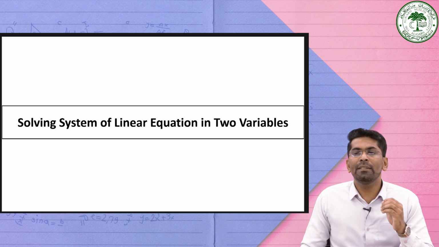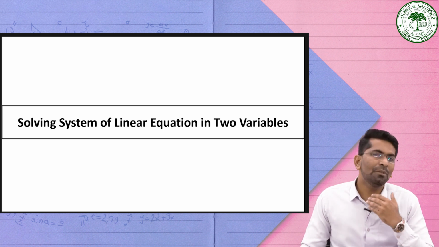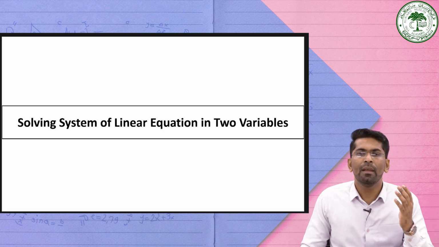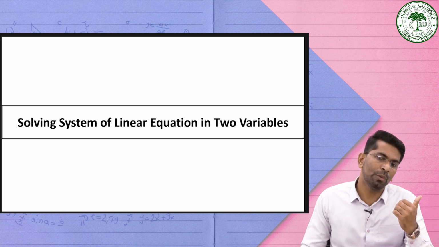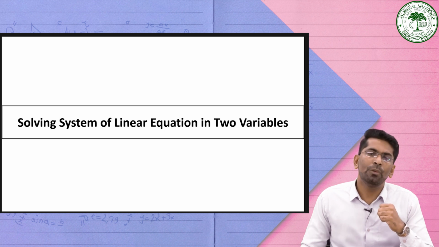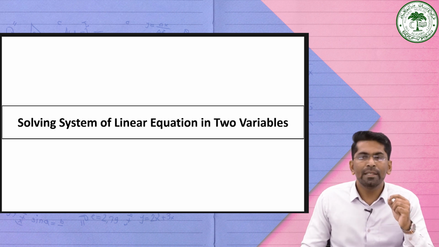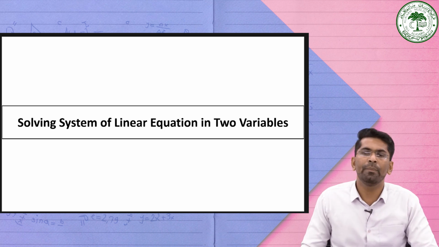Some linear systems may not have a solution and others may have infinitely many solutions. And a linear system must have at least as many equations as variables to have a unique solution. Even so, this does not guarantee a unique solution. So today we will discuss how to solve the system of linear equations in two variables by using different methods.